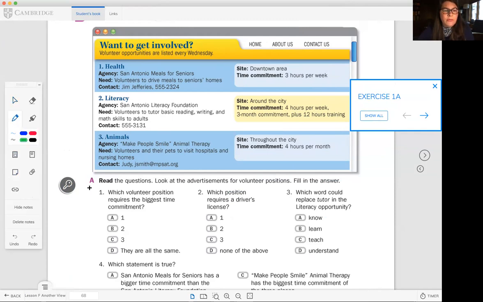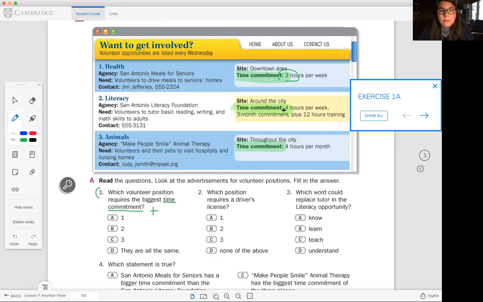Okay. So the first thing you're going to do is read the first question. It says, which volunteer position, there's 3, 1, 2, 3, requires the most time commitment? So time commitment, where do you see time commitment? I see time commitment right here. Time commitment, time commitment, time commitment. Okay, so the question is, which one requires the biggest, the longest? Now we're going to look very carefully just at time commitment.